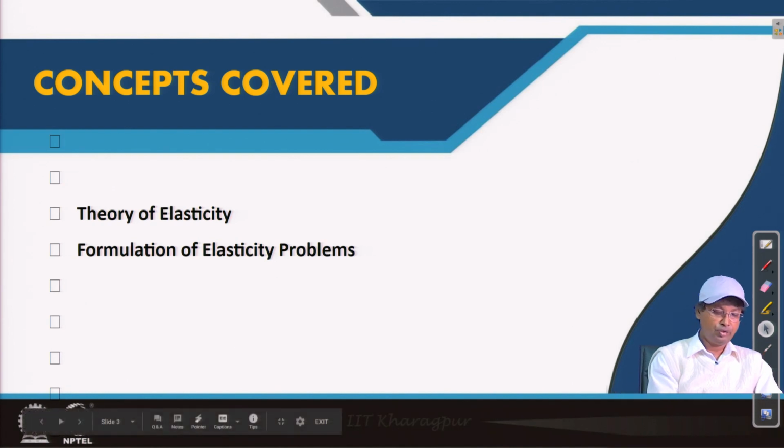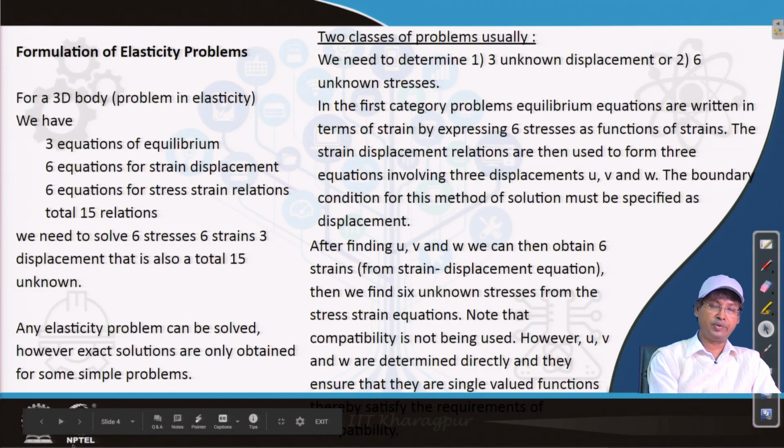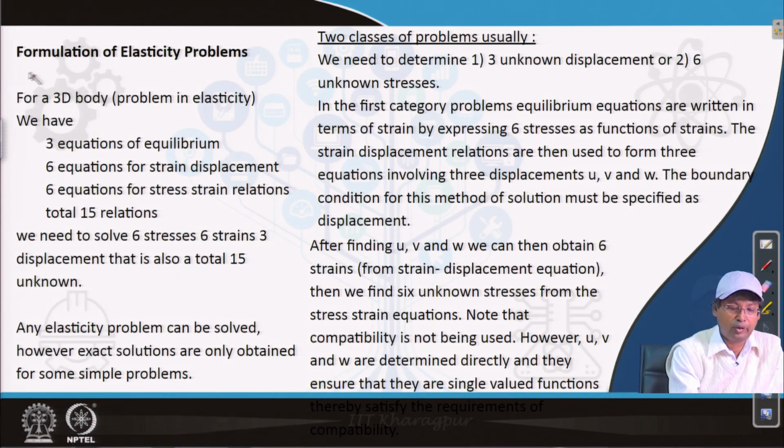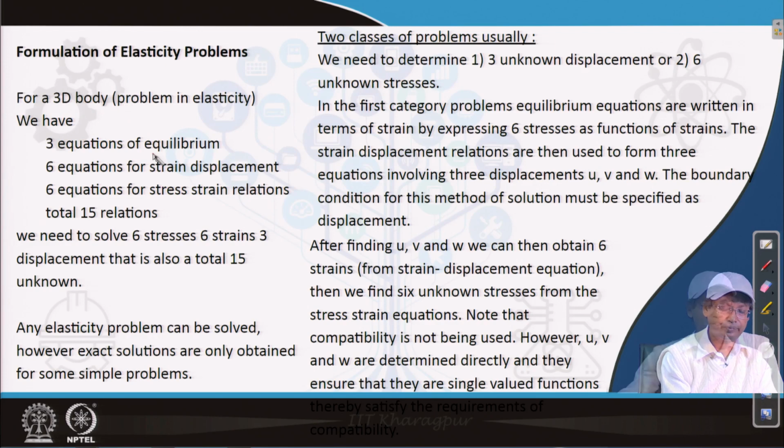So, let us look into how the elasticity problems are formulated. Formulation of elasticity problems for a 3D body. We are continuing with the formulation of the elasticity problem. For a 3D body problem in elasticity, we have 3 equations of equilibrium, 6 equations for strain displacement, and 6 equations for stress strain relations, a total of 15 relations.